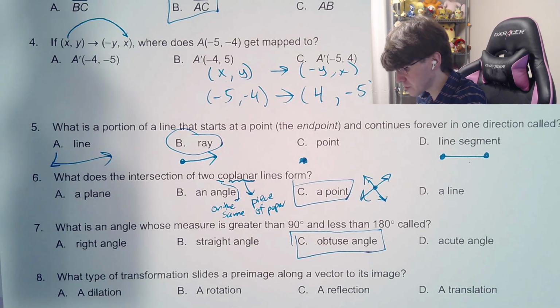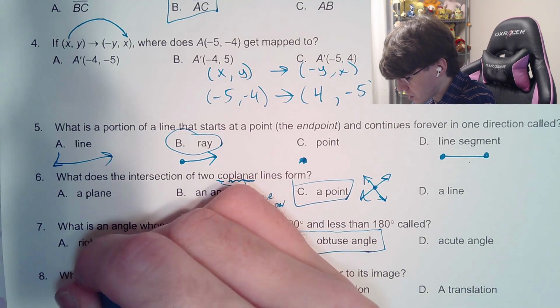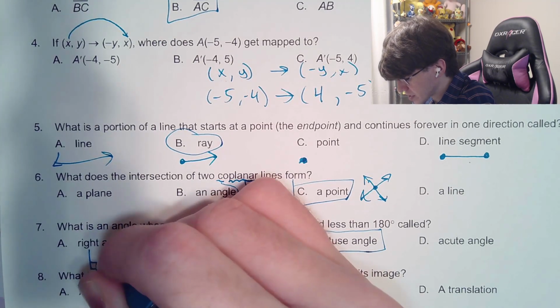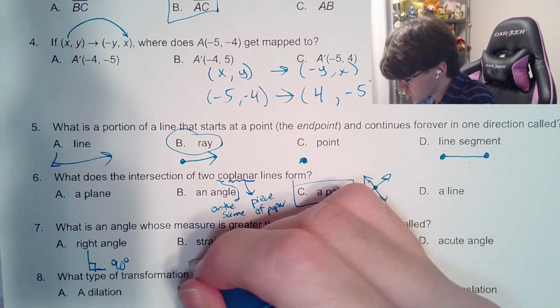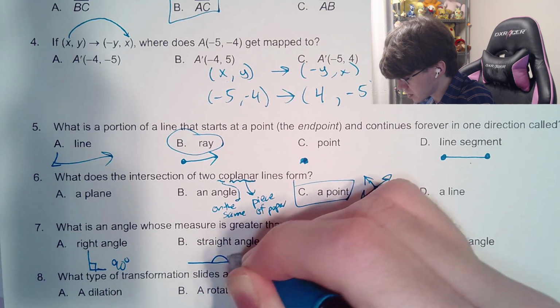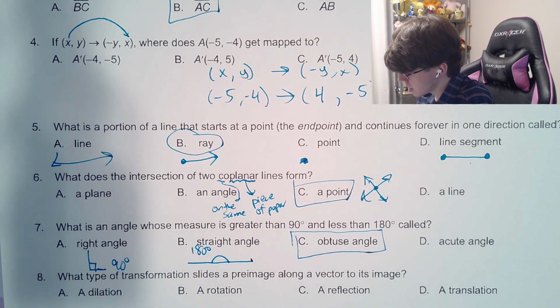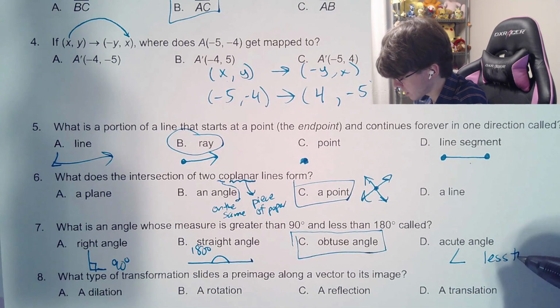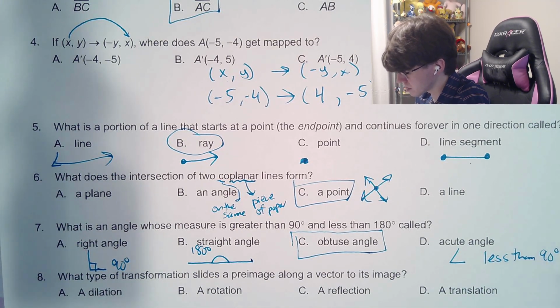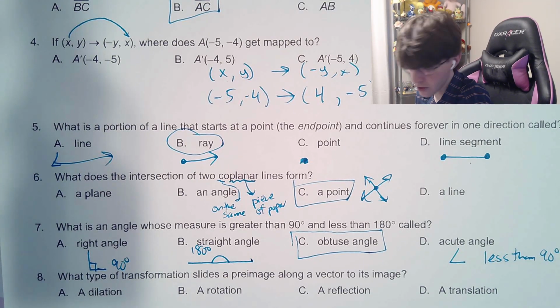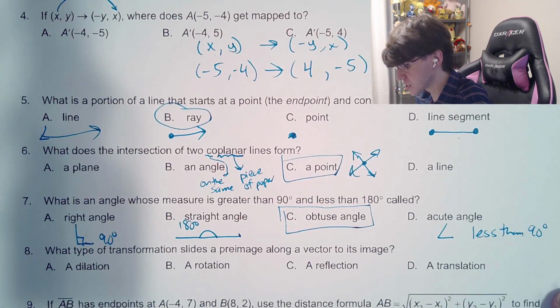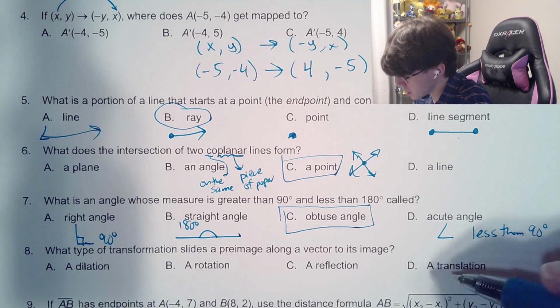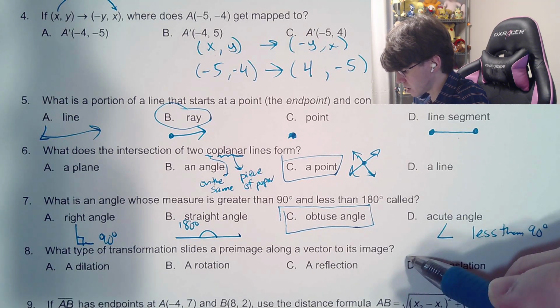If you forgot some of these other definitions, remember that a right angle is like this and is always exactly 90 degrees. A straight angle is like this and is always 180 degrees. And an acute angle is like this and is less than 90 degrees. There you go. The next one here. What type of transformation slides an image? Sliding an image is going to be a translation.